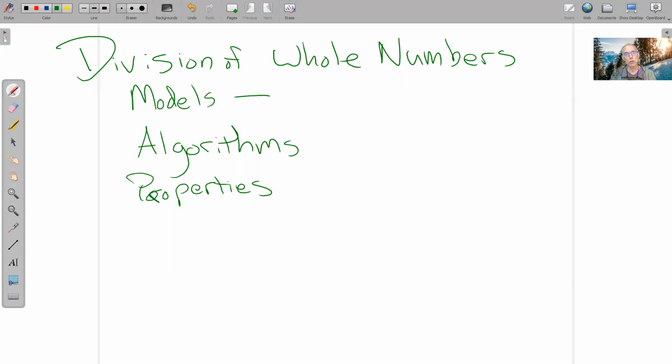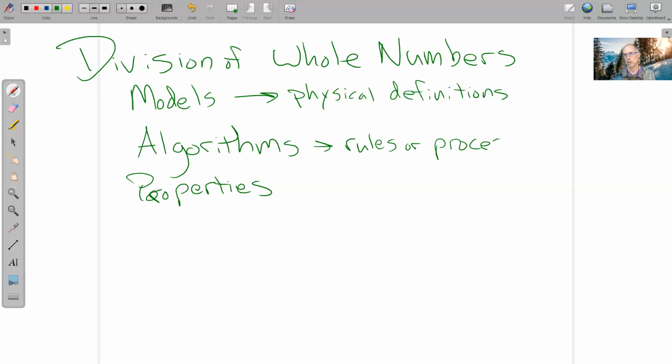As far as models go, models are physical definitions for the operation. And algorithms are sets of rules or processes to get the job done. And then properties are common patterns, often stated as equations. And we've looked at models, algorithms, and properties for addition, subtraction, and multiplication so far.